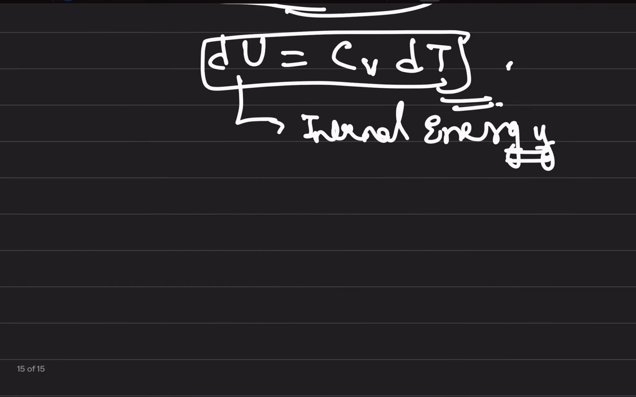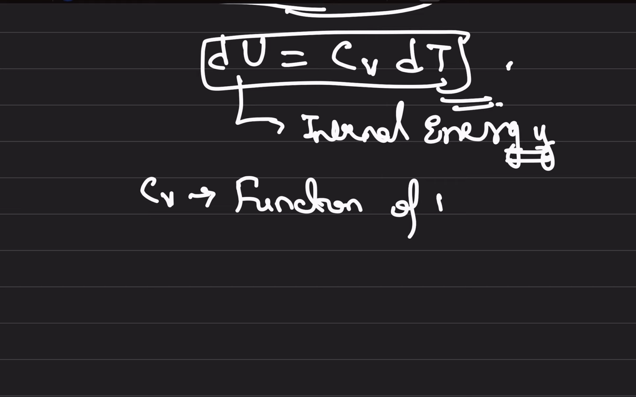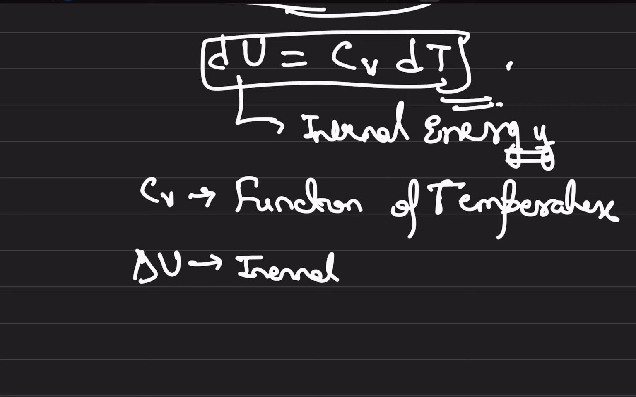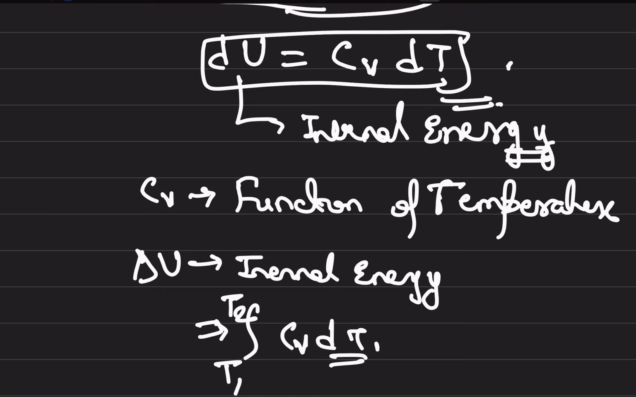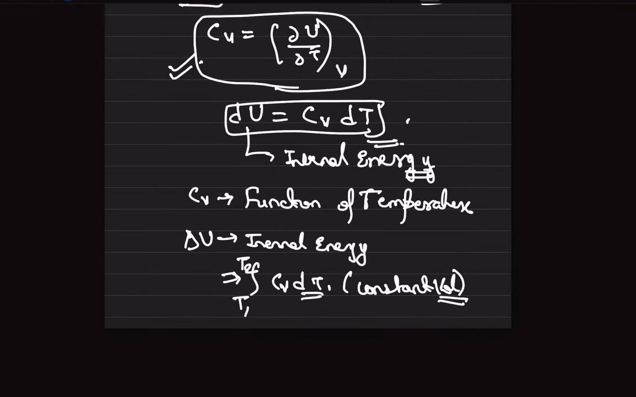If Cv is a function of temperature, then delta U, the internal energy, can also be written as the integral from T1 to T2 of Cv dT, at constant volume. So this is how we can define the internal energy in terms of the heat capacity at constant volume.